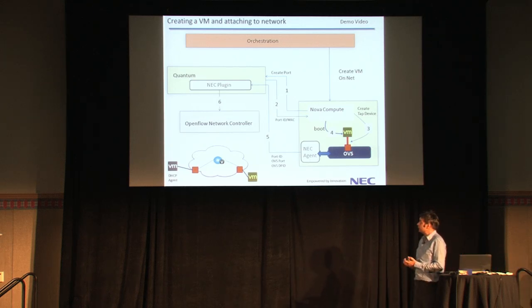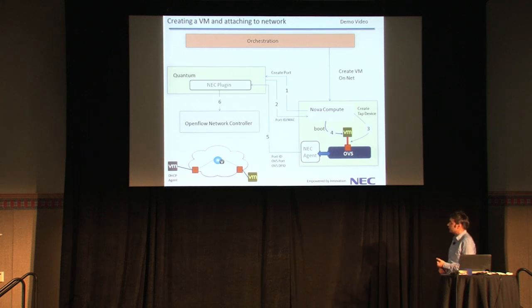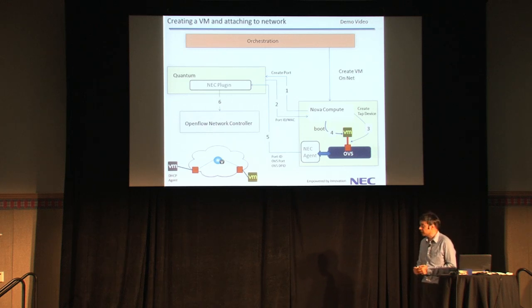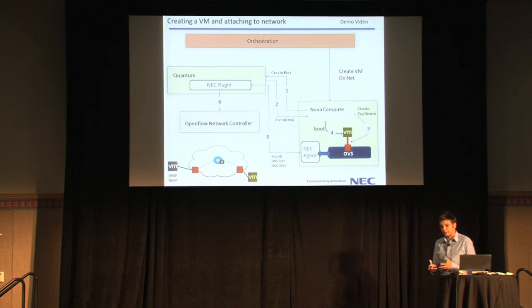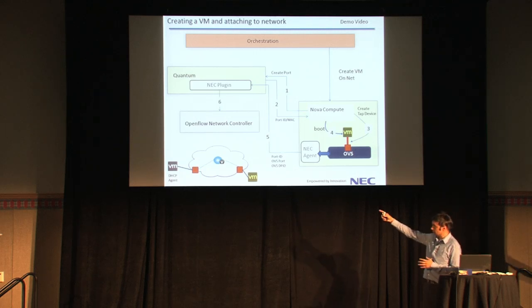So given the port ID, given the OVS port and the DP ID, these two basically tell you what switch and what port the new VM got attached to. Now, this is enough for the plugin to go and create an external in the virtual network and then attach the VM into the virtual network.